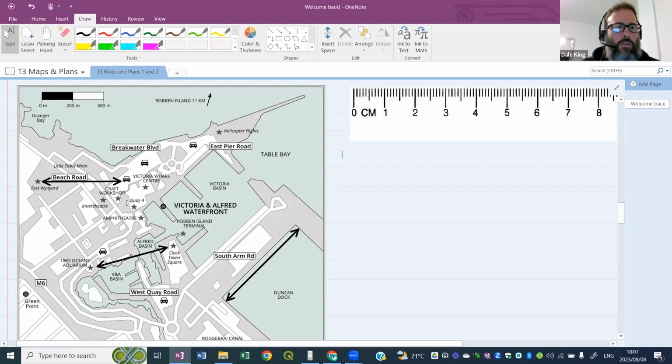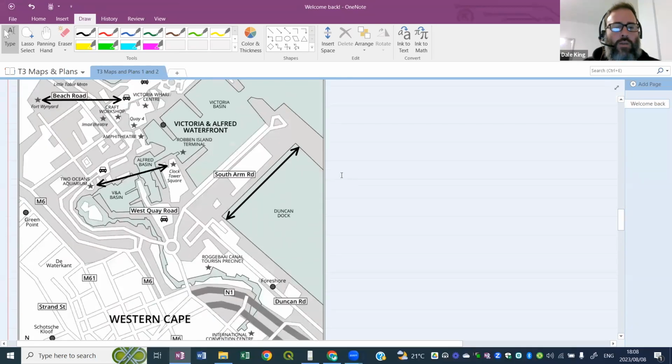There's information on the map about different tourist places. It's the Victoria and Alfred Waterfront, so this looks like Cape Town. It looks like Cape Town to me, but we don't have information whether it is Cape Town. And yes, that scale at the top there is a bar scale. Sometimes it's called a linear scale or a line scale, but bar scale is absolutely correct.